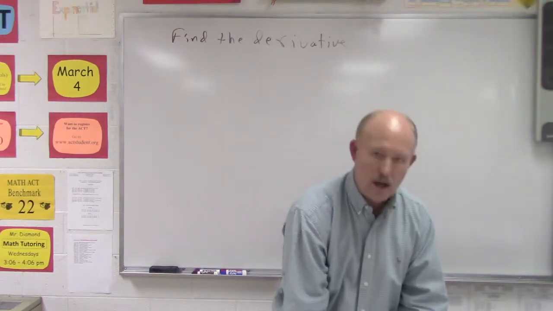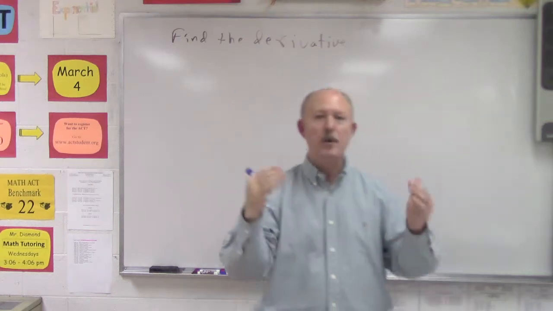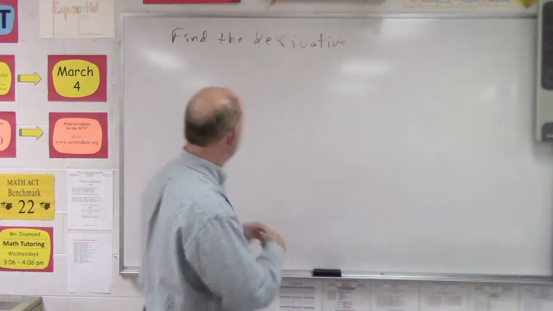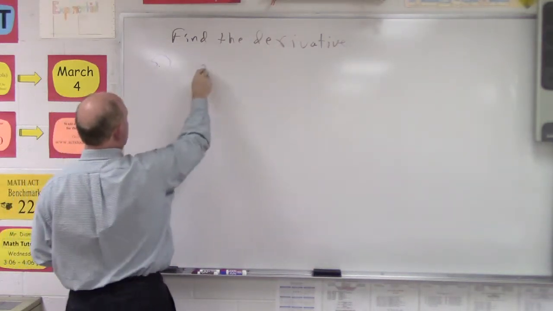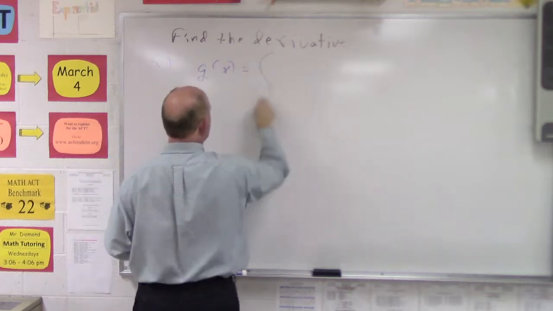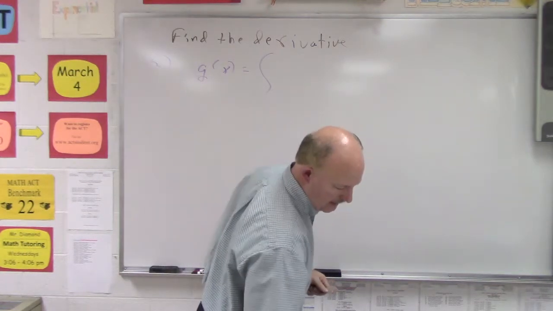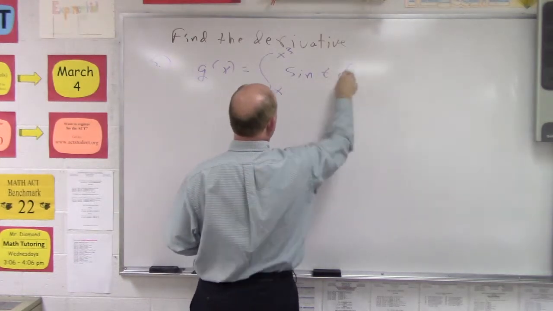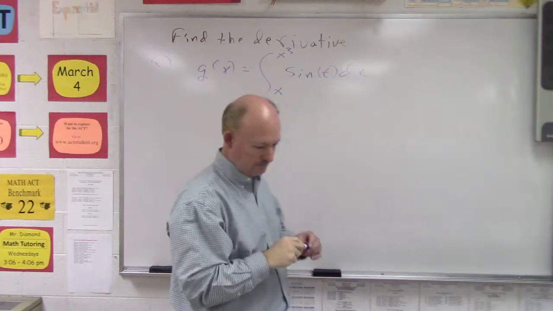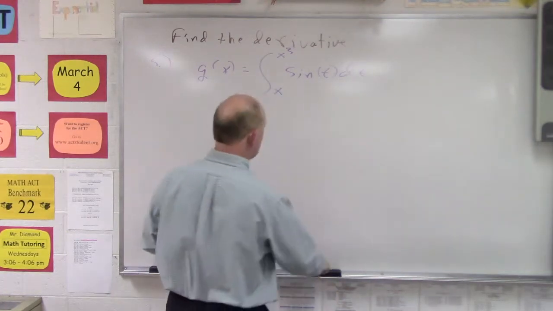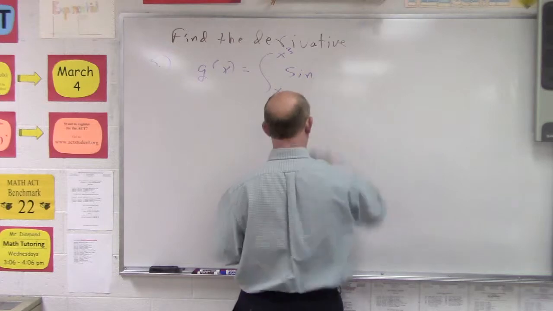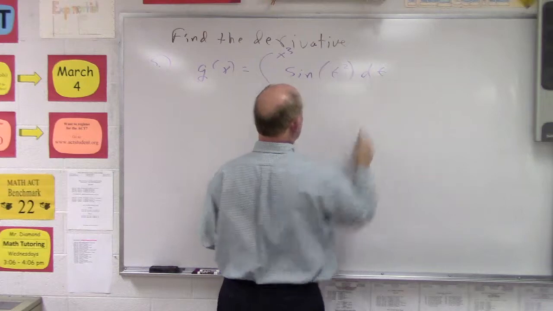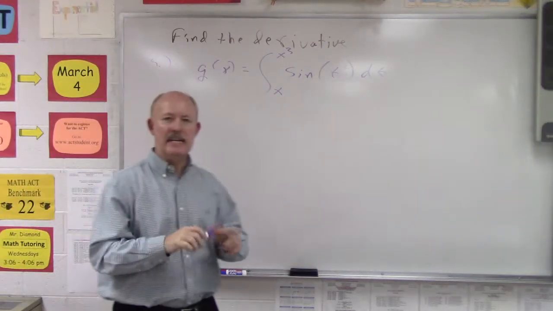This time, let's try a problem in which the upper bound and the lower bound are both variables. This is number 5. Let's say we have g of x equal to the integral from x to x cubed of sine t dt. Actually, let's change it to make it a little more interesting. Instead of sine t, let's do sine of t squared dt. Okay, let's try this integral here.